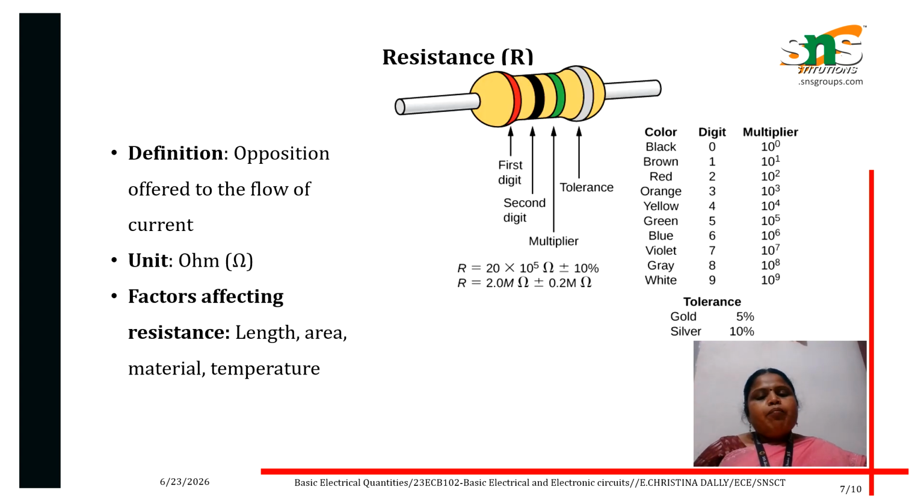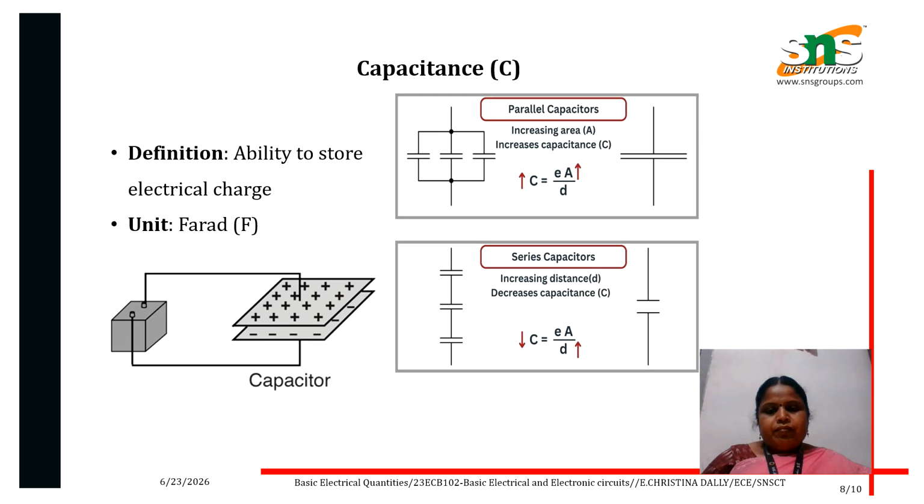The resistance. What do you mean by resistance? Resistance is nothing but the opposition offered to the flow of current. We know the resistance unit is ohm. What are all the factors that affect the resistance? Length, area, material, and temperature. So these are all the colors that have been indicated, and a digit is given to each particular color, and the multiplier will be 10 power 0 to 10 power 9. The tolerance will be gold and silver, indicated as 5% and 10%.